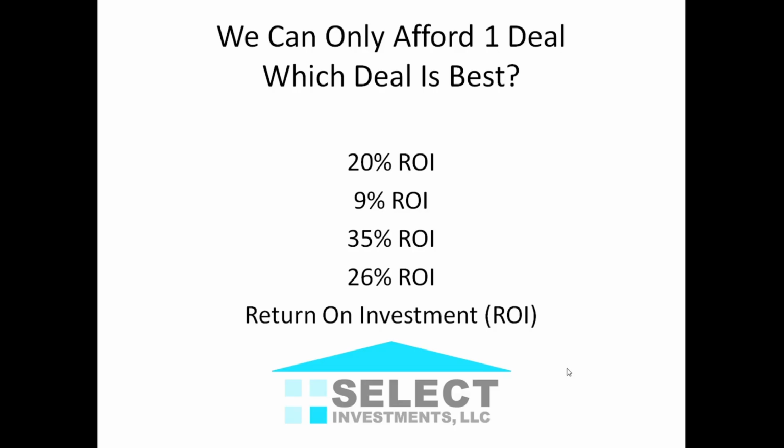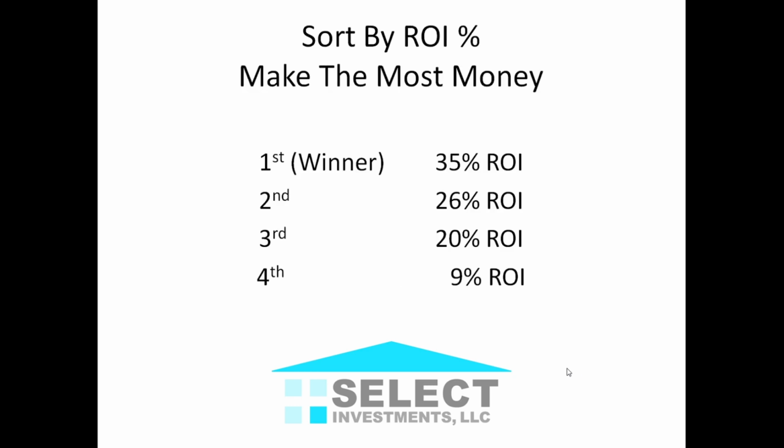What if there are 4 available deals? Let's assume that each of these deals take the same amount of investment money. Imagine we can only afford to do one of these deals. Which deal is best? Well, given that information, we would pick the biggest return on investment percentage in order to make the most money. But what about time? If you invest $100 to gain $35, don't you need to know how long it takes?